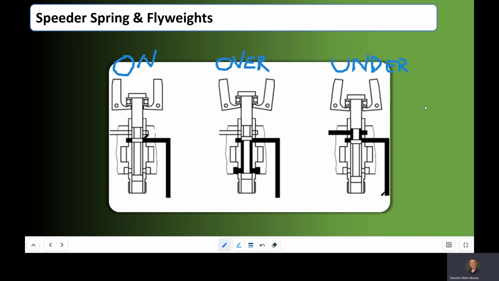So when we say on speed, we mean engine RPM is at the desired setting. And overspeed means RPMs are greater than what the setting was set by the pilot. So for example, if the pilot was setting 2,300 RPMs, the moment we go over 2,300 RPMs, we are in an overspeed condition, and this system goes to work. Same thing if we set 2,300 RPMs, but the RPMs go below 2,300, that's the underspeed condition.